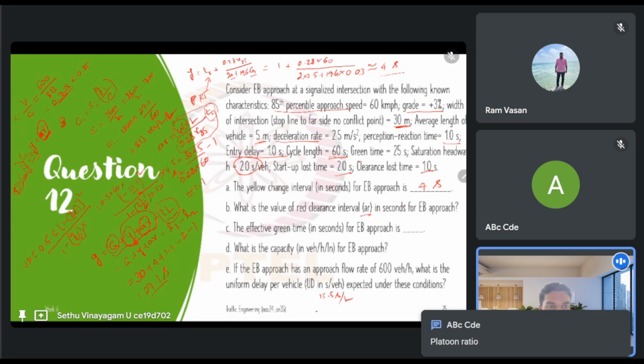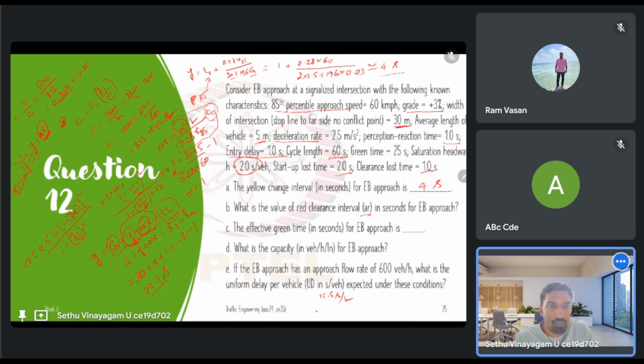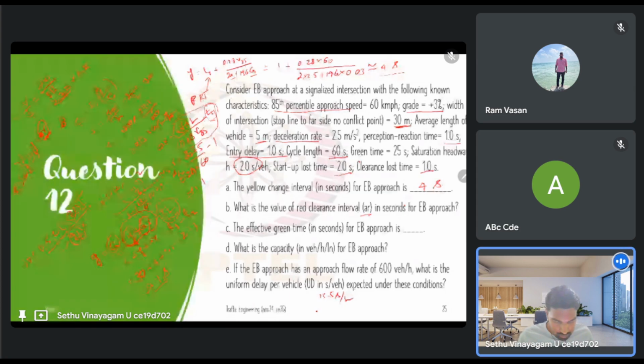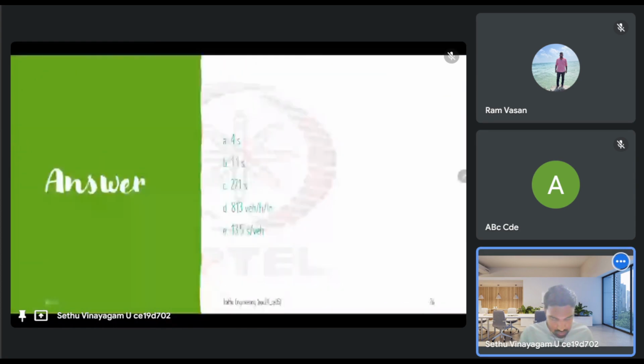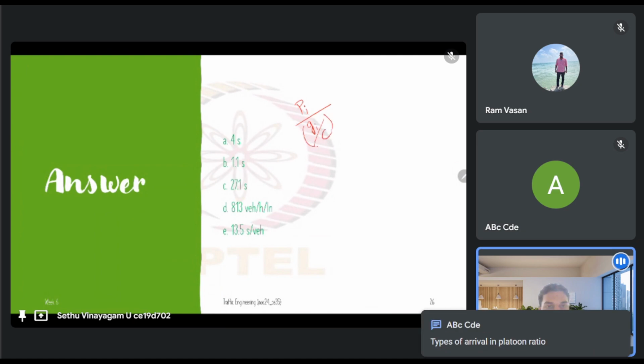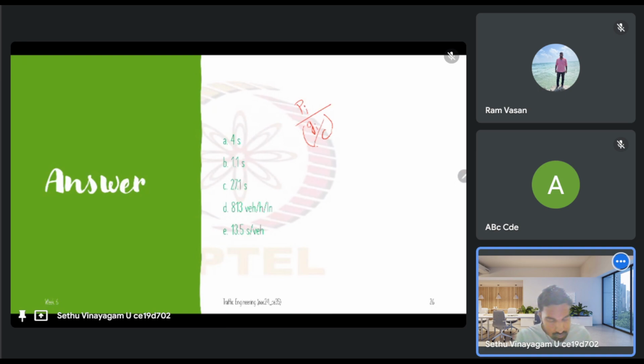Okay, platoon ratio. What about platoon ratio? As I said, let's go to the next page. The platoon ratio is the proportion of vehicles arriving in a particular phase divided by the effective green ratio. Based on this, you have the different types of arrival. So what does this mean? Let's look at qualitatively how this will vary.